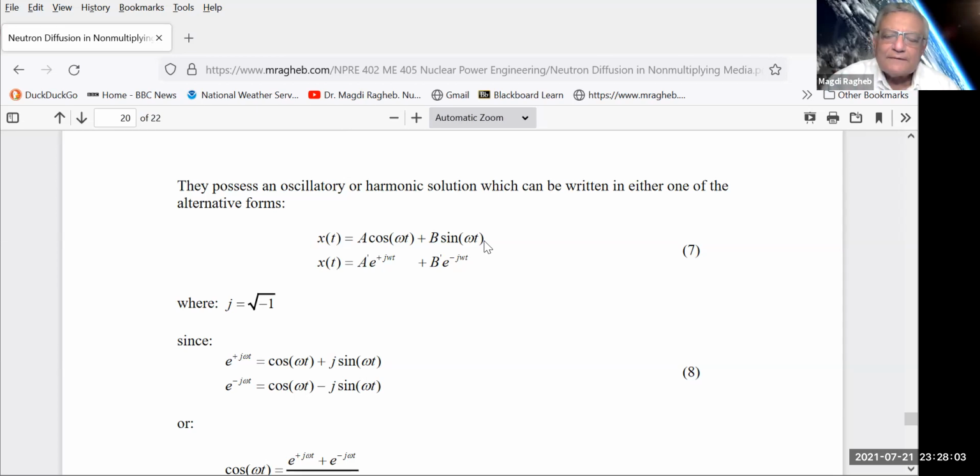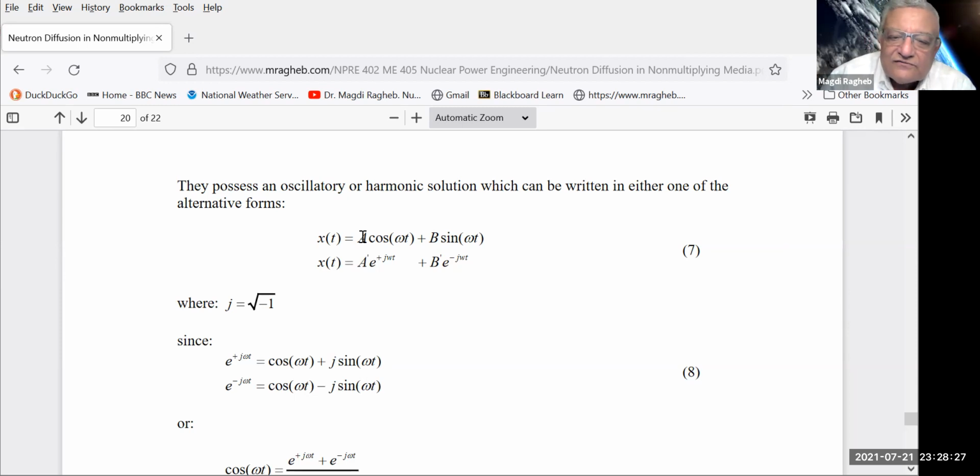dissipates the motion. So what is the solution to x double dot is equal to minus omega square x? We have learned in other courses that that is a harmonic solution. So the position x as a function of time is cosine omega t plus sine omega t. And we add two constants because we have a second order differential equation.